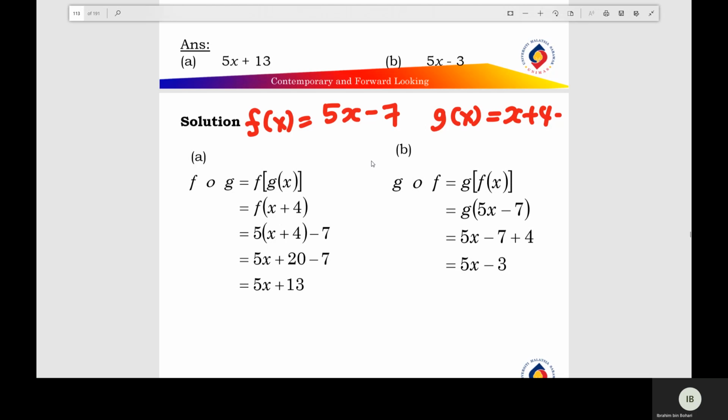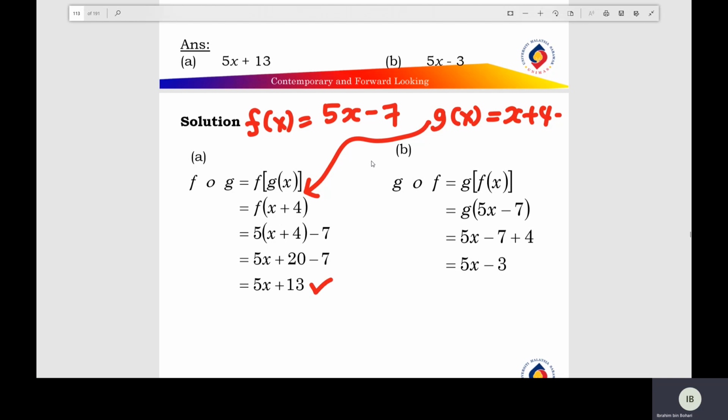Okay, composite function f of g equals f of x plus 4. So here is the function g(x), and f(x) equals 5x minus 7. So 5 times x plus 4, minus 7, which equals 5x plus 20 minus 7, and the composite function f of g equals 5x plus 13.